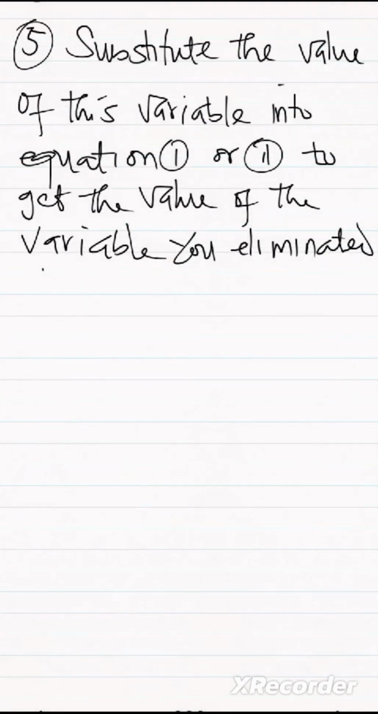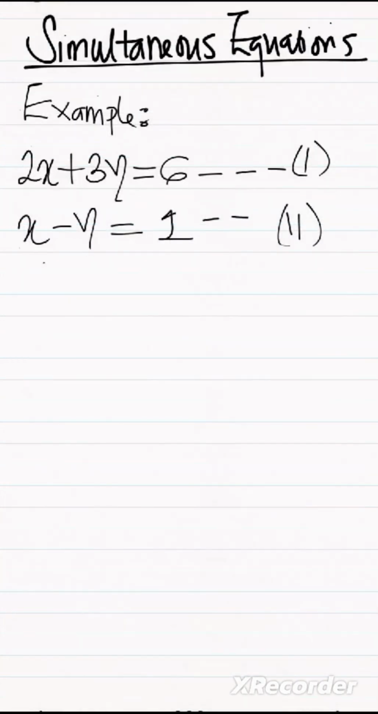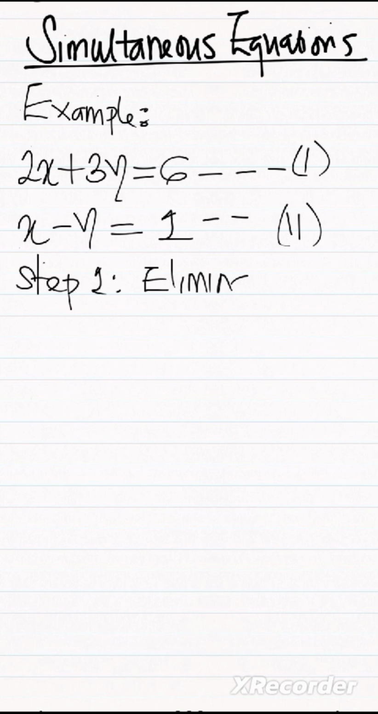Let's take an example and walk through the steps together. Let's say we have 2x plus 3y equals 6 as equation 1, x minus y equals 1 as equation 2. The first step is to choose the variable we want to eliminate. So let's eliminate y. In order for us to eliminate y, we'll move to step 2.